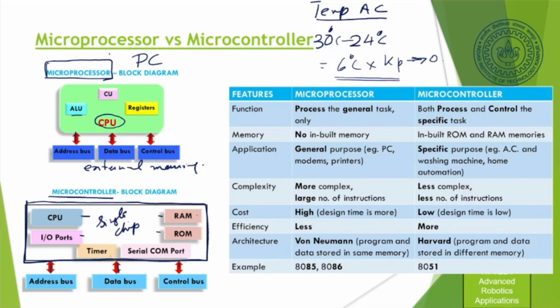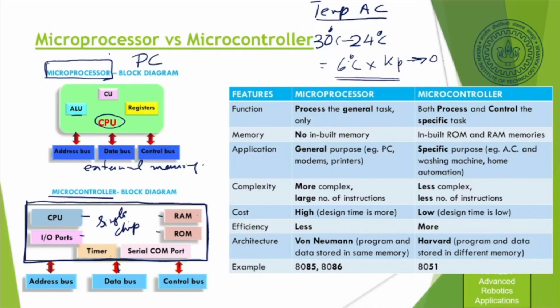It simply checks the desired temperature minus the present temperature, takes the difference, puts it in the control law, and then does whatever it has to do. Either it switches on the AC or switches off the cooling of the AC. Now, only for doing this, a single chip microcontroller is enough. You don't need to put a PC to do that.